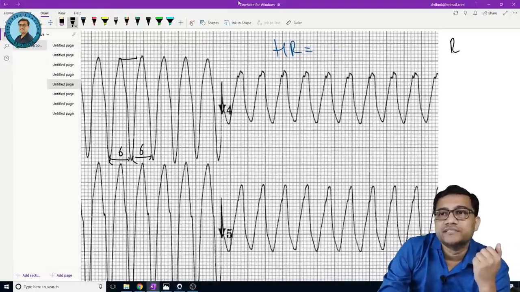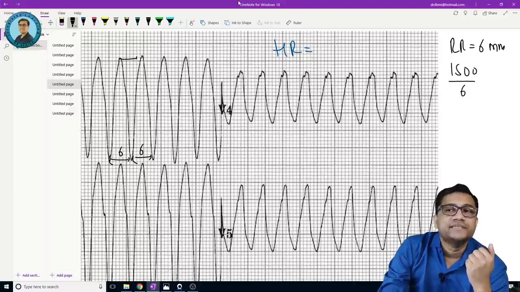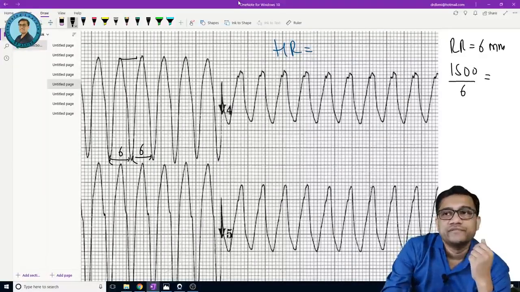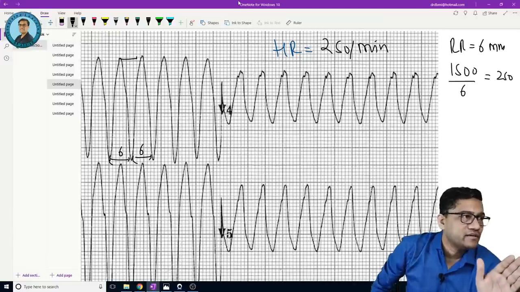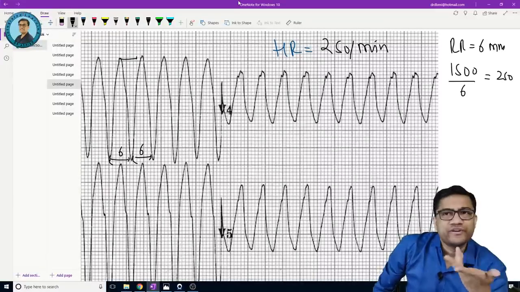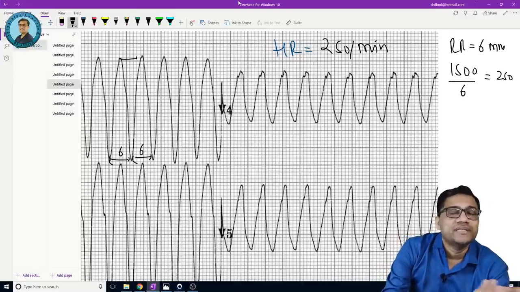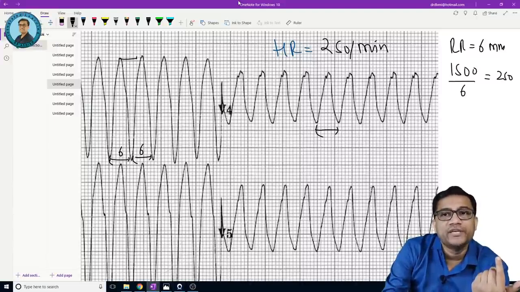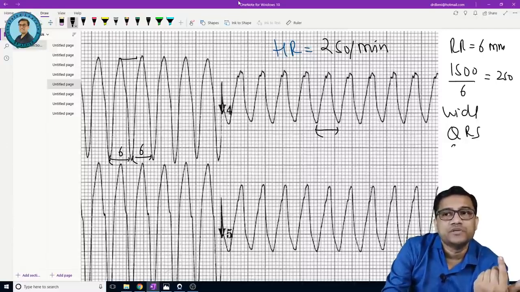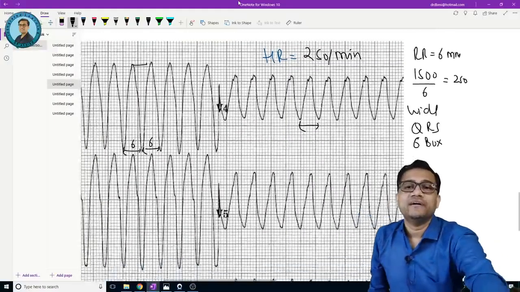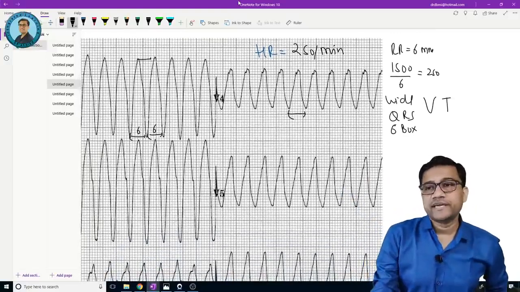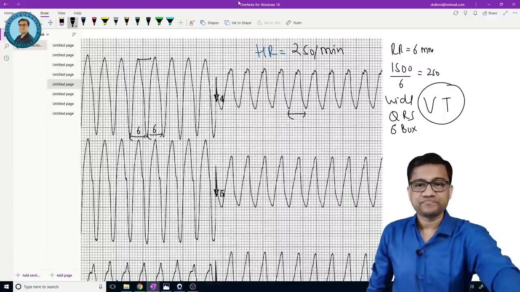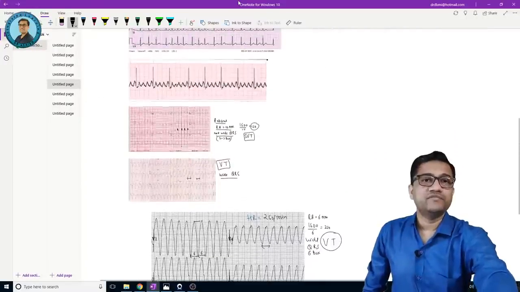So the RR is 6 mm. So what is the value? Yes, it is 1500 by 6. So how much does that give? 250. So it is 250 per minute. Clear? So it's not a flutter, it is 250. And there is a very broad, wide QRS, almost 6 boxes. So what is the best idea? What condition? It is ventricular tachycardia. Are you clear now? VT. So these are all the graphs of VT.